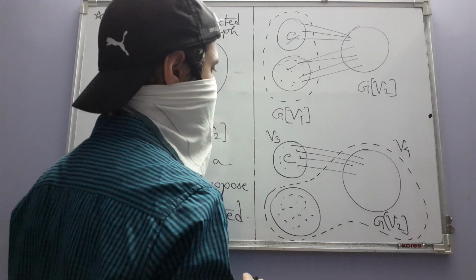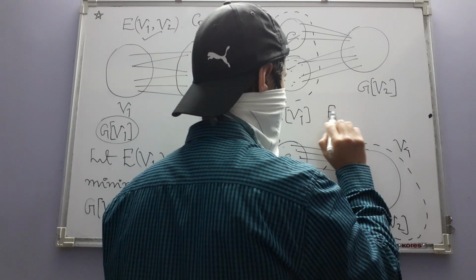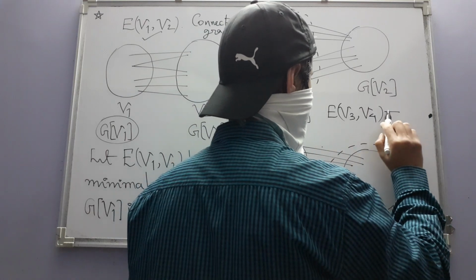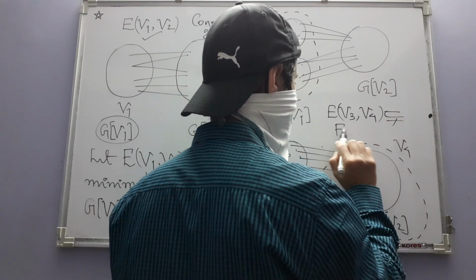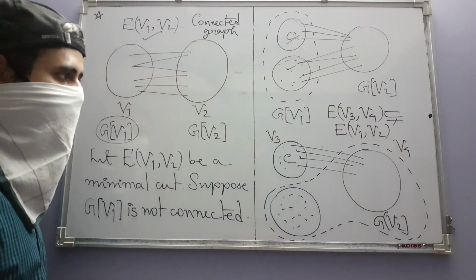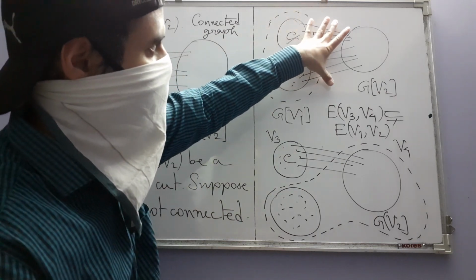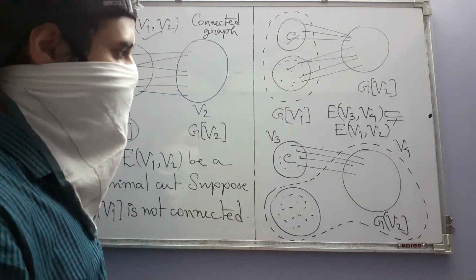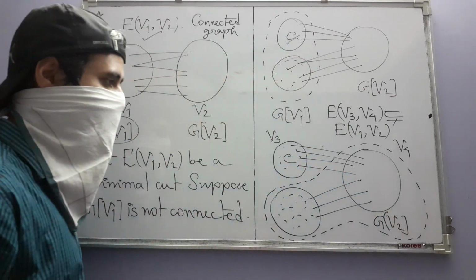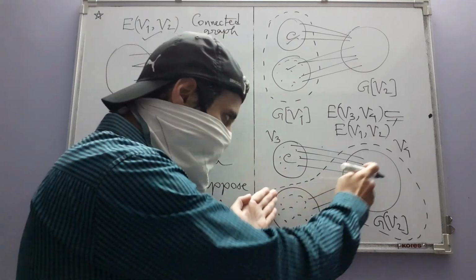But you can clearly see that this one, that is E(V3, V4), is a proper subset of E(V1, V2). Why is it a subset? Because you can see that we are only considering this part from among all these edges. So it's a subset, and a proper subset because we have lost some edges, at least one edge. And why have we lost at least one edge? That is because there must be some edges.